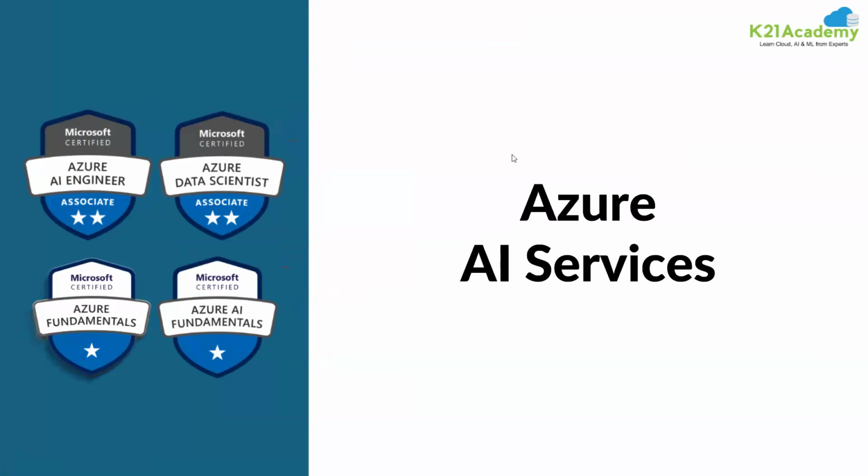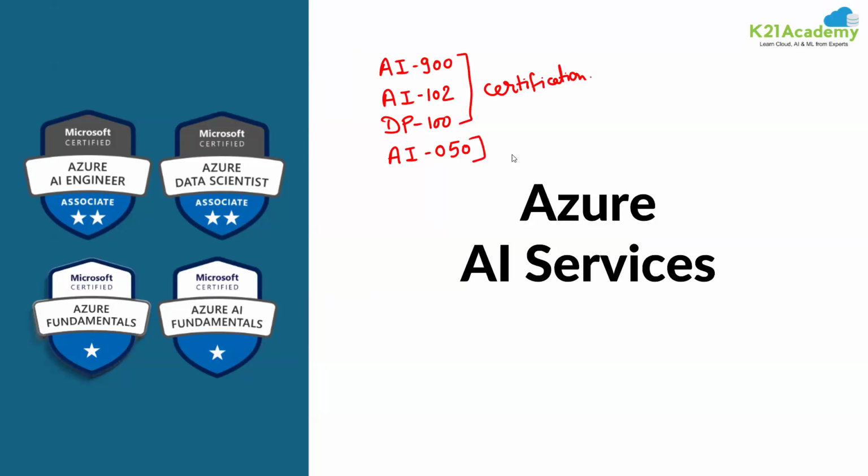So, as you all know, three options have been provided to you. There you will learn AI-900, you are going to learn AI-102, and you are going to learn DP-100 and AI-050. For these three, you have the certification exam. And this part is generative AI, for which there is no certification exam. We are going to learn all about Azure OpenAI. So these three options have already been provided to you.